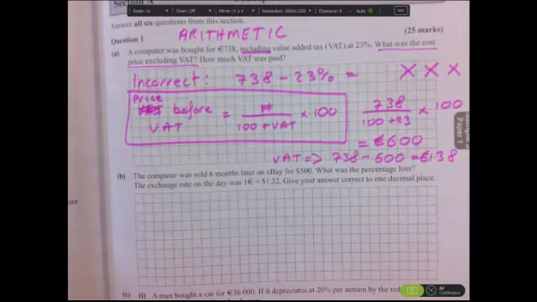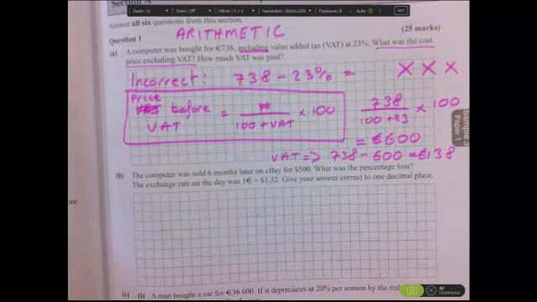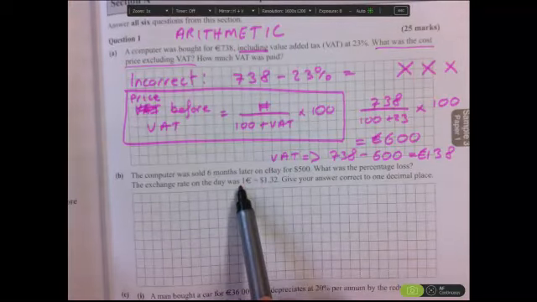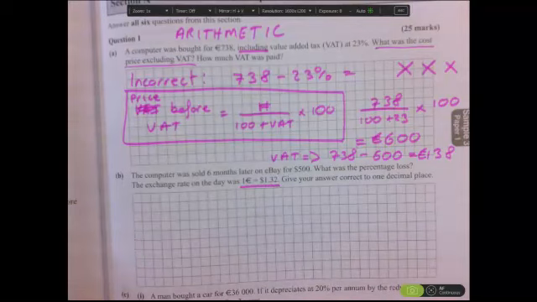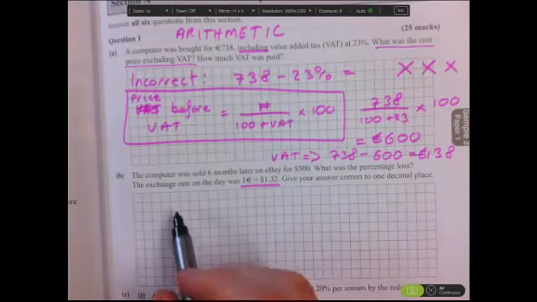Okay, so the next part of the question says the computer was sold 6 months later on eBay for $500. What was the percentage loss? And it says the exchange rate on that day was €1 is to $1.32. Give your answer correct to one decimal place. So I think the first step here has to be to, in order to make a comparison, you need to convert the $500 into euros. So we're going to do that.